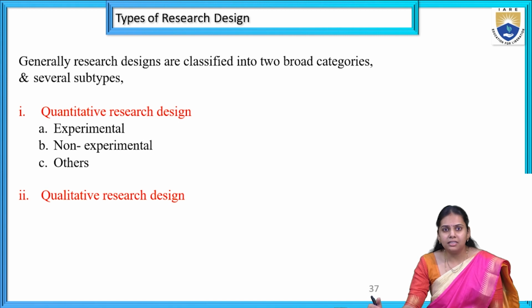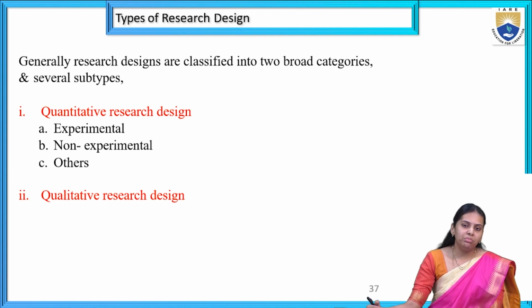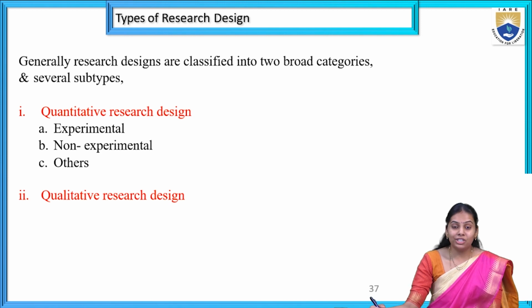Again, in general, research designs are classified into two broad categories and several subtypes. The main two types are quantitative research design and qualitative research design. We studied the research methods based on the qualitative research method and the quantitative research method. Even in research design, the main categories are qualitative and quantitative. In a quantitative research design, it goes with the experimental and the non-experimental and others.